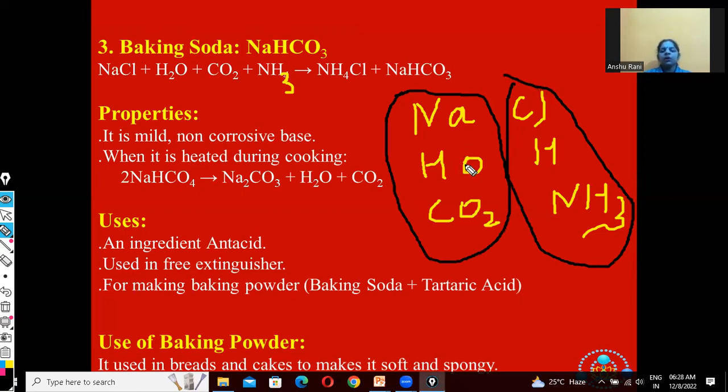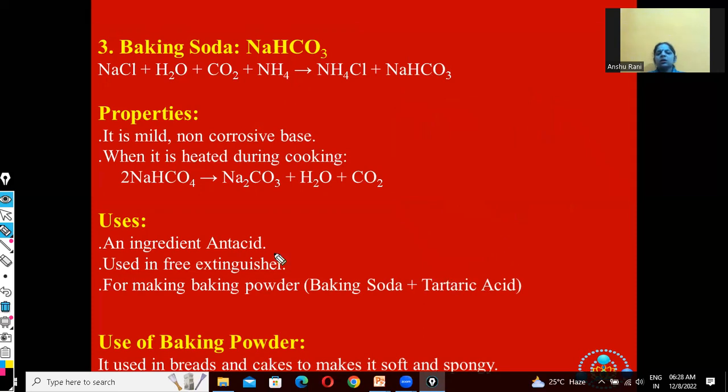NaHCO3 is baking soda. Baking soda is a mild corrosive base. When it is heated during cooking, it furnishes carbon dioxide gas. This carbon dioxide gas, when coming out through your batter, needs some spaces. So these spaces will make your cake fluffy. It is used as an antacid. It is used in fire extinguishers.